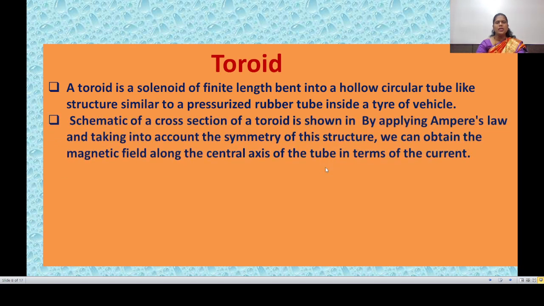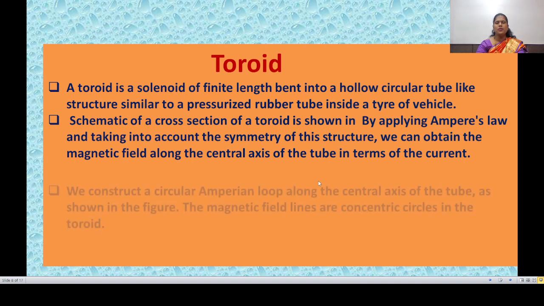Now see here the schematic of the cross section of the toroid as shown in the figure, by applying Ampere's law. What is Ampere's law? Ampere's law says the line integral of the magnetic field of induction over the closed surface is equal to mu0 times the total current flowing through this closed surface. Taking into account the symmetry of this structure, we obtain the magnetic field along the center axis of the tube in terms of current.